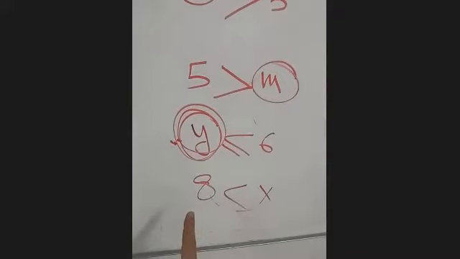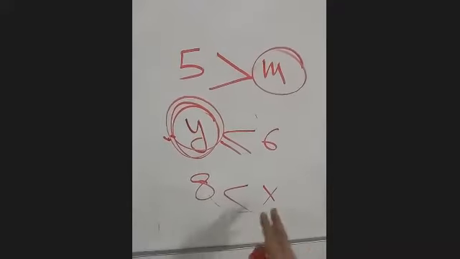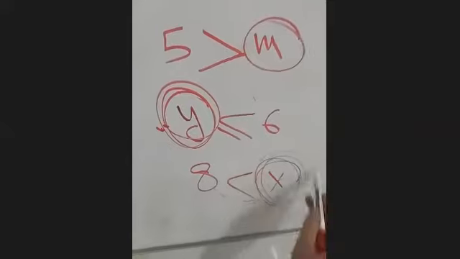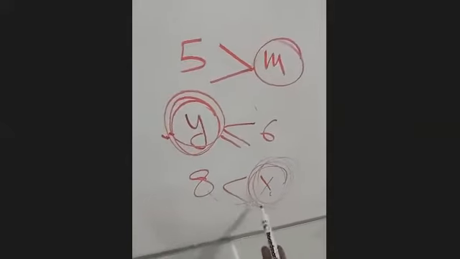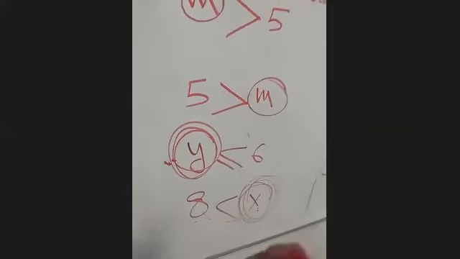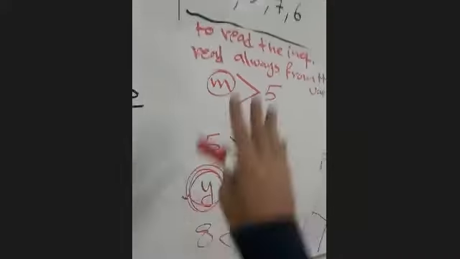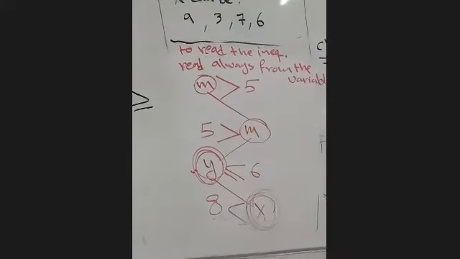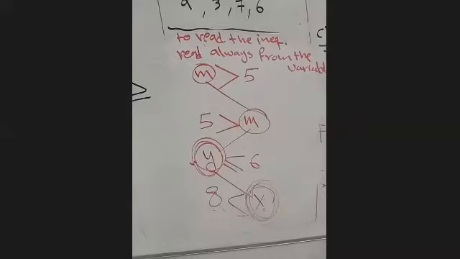For example, don't read it from 8. From where do we read? From the variable. What we say is x more than 8, not 8 less than x. It's correct that 8 is less than x in this case. But to make it easy for you to deal with inequalities, you always read from the variable. Always. Do you understand? Yes.